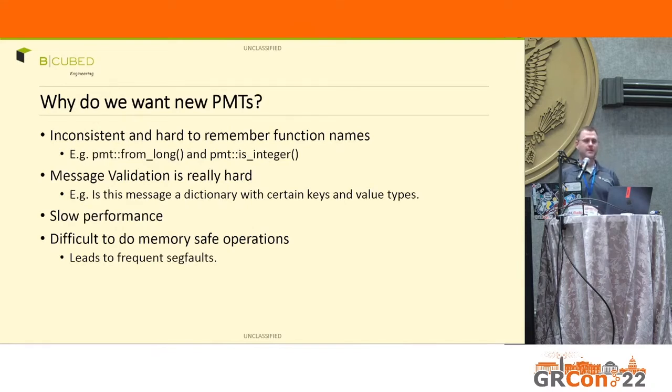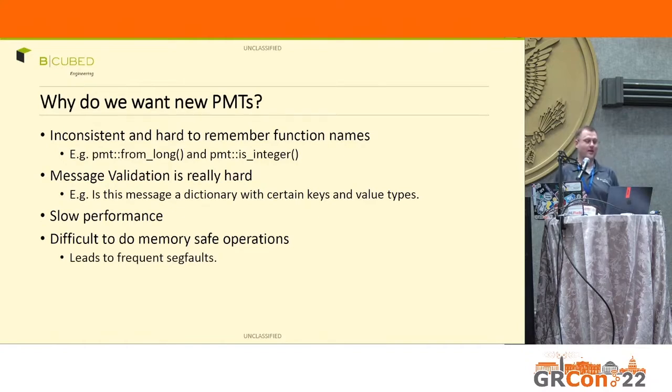So PMTs can be hard to use. There are weird, sometimes inconsistent function names. A good example is that you convert from long to a PMT, but if you'd like to check if something is a long PMT, you ask, is it an integer? There are also fun functions like car or CDR or CAAR, and it can sometimes be not the most friendly of interfaces. Where I got involved in this is I had a PMT dictionary, and I just wanted to make sure that the values someone was passing me were correct.